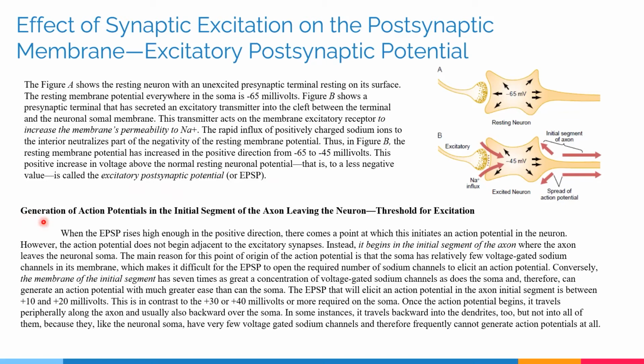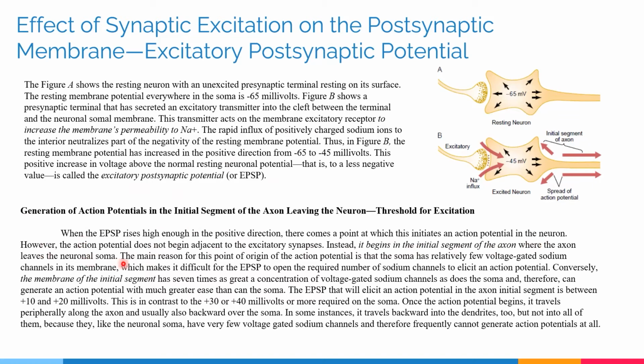Next, we look into the generation of action potential in the initial segment of the axon leaving the neuron, which has a low threshold for excitation. When the EPSP rises high enough in the positive direction, there comes a point at which this initiates an action potential in the neuron.